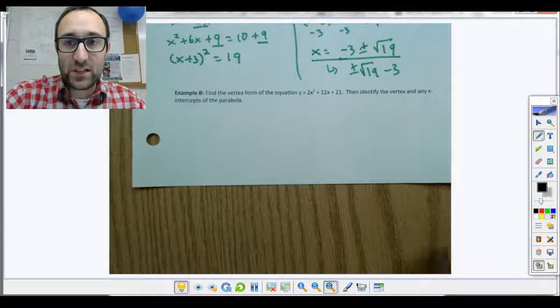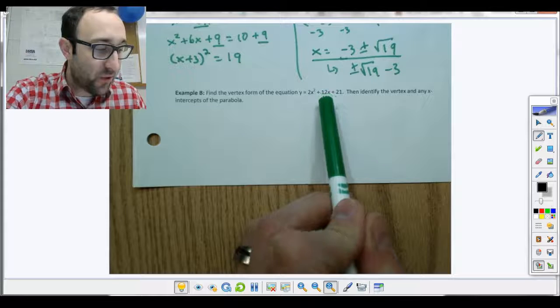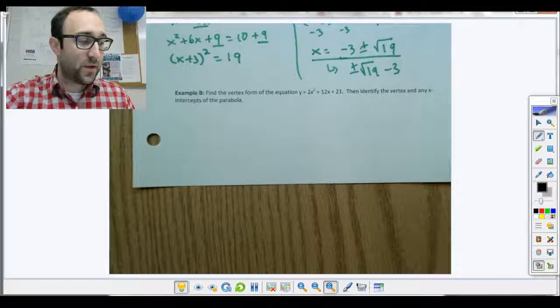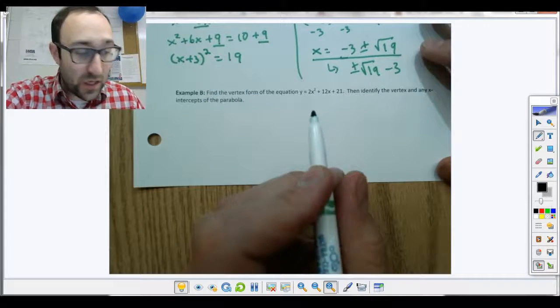Alright everyone, here is example B, and it says find the vertex form of the equation y equals 2x squared plus 12x plus 21. Then identify the vertex and any x-intercepts of the parabola. Alright, so we're going to use the exact same process of completing the square.